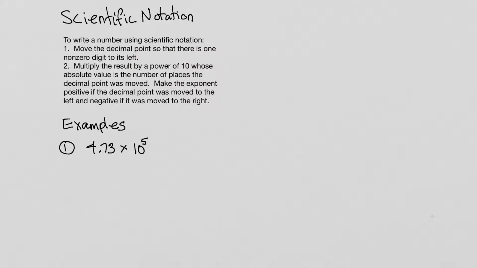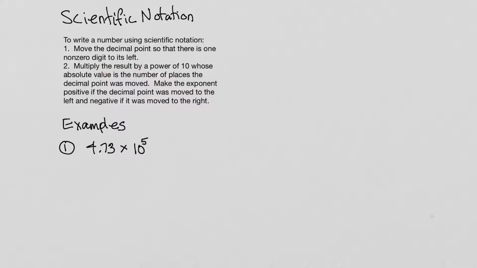This number here that we've got down here, this is in scientific notation. Notice here's the decimal point, and to the left there is one non-zero digit. We don't want a zero here. This digit to the left has to be non-zero and only one of them. If the decimal point was right here, that would not work because there would be two non-zero digits.